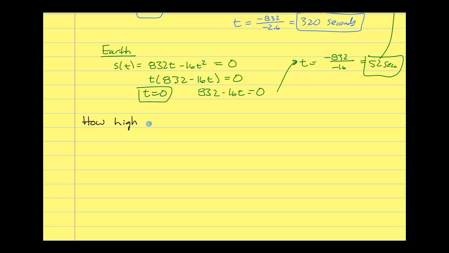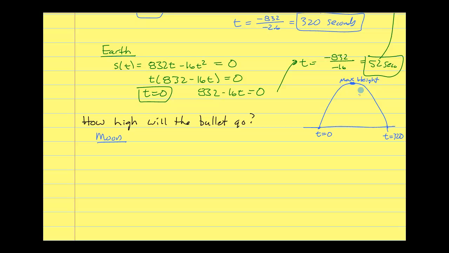Well, just as we have before, we have two cases. We have the case of the Moon, and we also have the case of the Earth. So let's go ahead and look at the Moon first. Well, if we think about the trajectory, and again I start here at t equals 0, and for the Moon I went to t equal 320 seconds, not that it matters. But when I was following this trajectory, I had some sort of a maximum height right here. Okay, so this maximum height is what I'm looking for. So how high will the bullet go? It'll go up to this height.